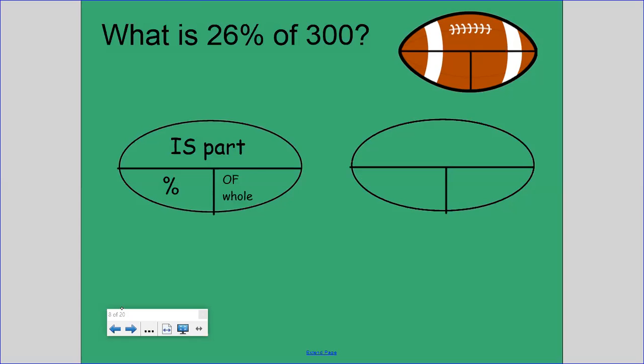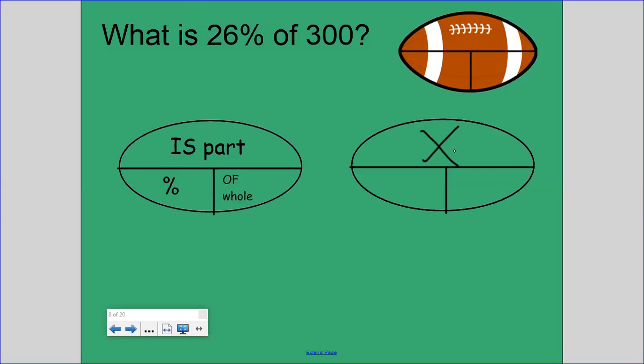So what is 26% of 300? Well, I'm missing the part. I asked my kids, okay, figure out what you're missing first. You're missing this first part. Okay, we don't know what's up there. It's a piece of a whole, but that's what we're trying to figure out.